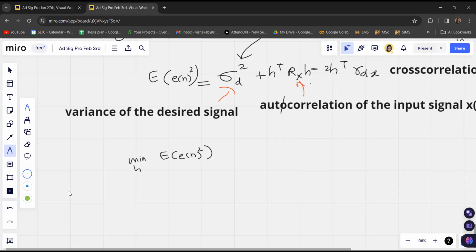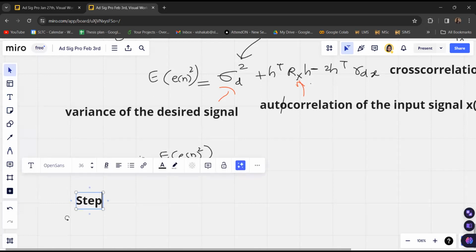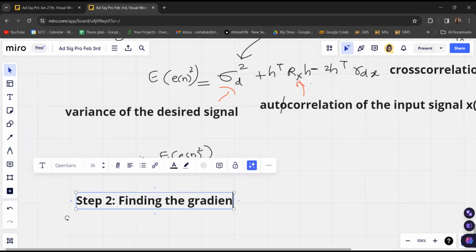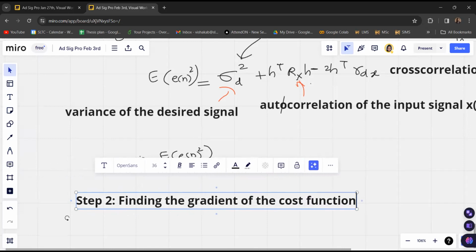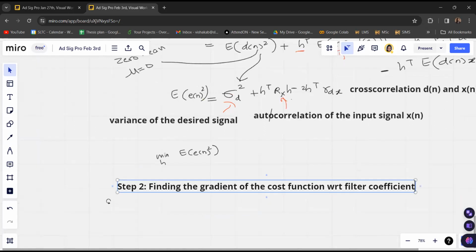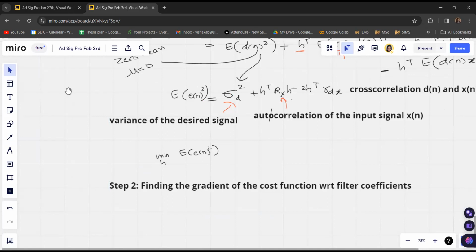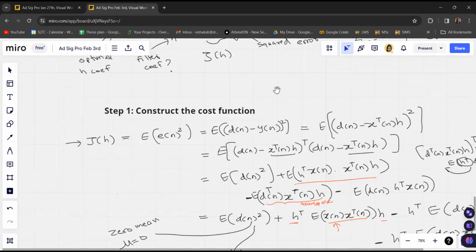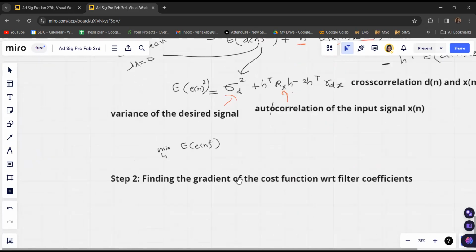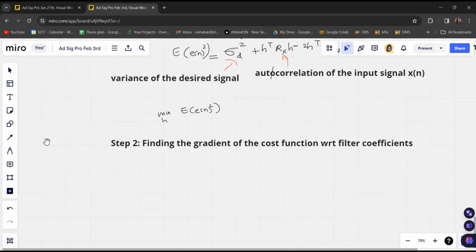So when we want to find the minimum error value, as I said, we have to find the gradient. So the second step in this calculation will be finding the gradient of the cost function with respect to the filter coefficient. The first step was constructing the cost function. So the gradient value we can find by taking the derivative of this function with respect to the filter coefficient. The derivative of this function we have to find.